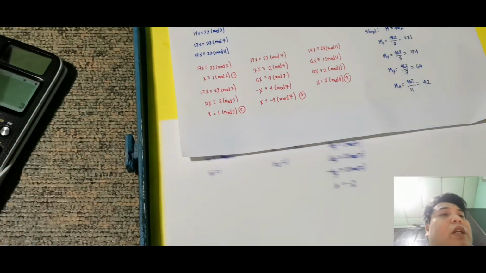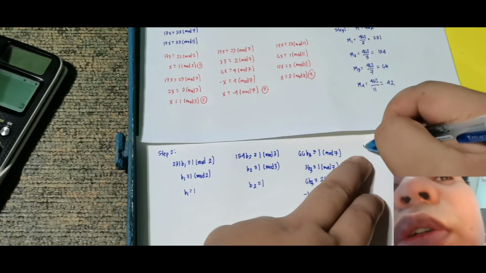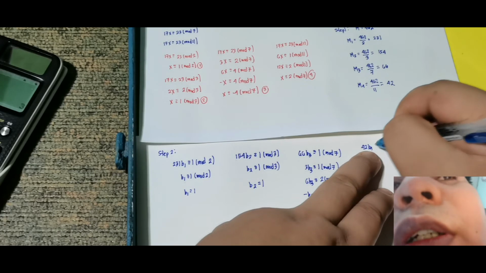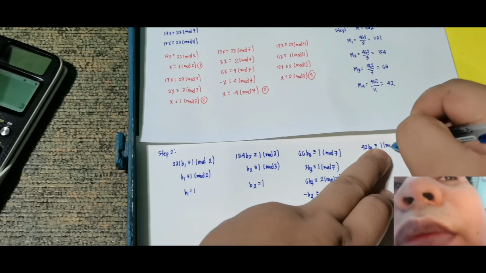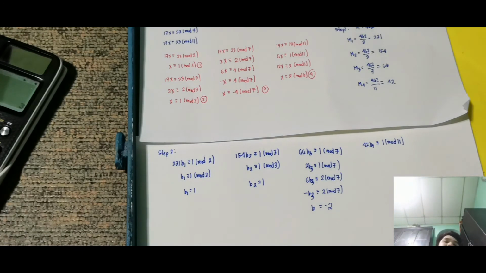Okay, so I think yun yung nakuha sa kanya. Okay, next is si 42. So this is 42 B sub 4 congruent kay 1 mod 11. So that is 33, I think. Pag continuous kong sinubtract by 11, matitira that is 9 something.